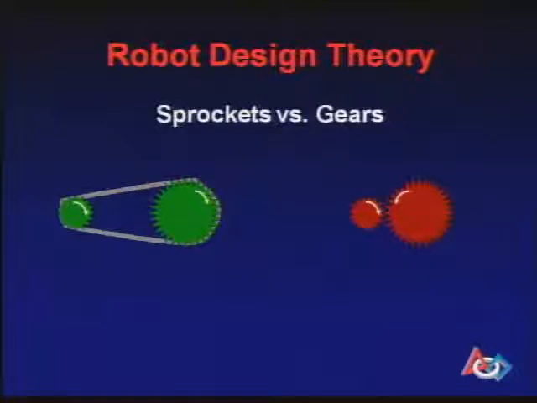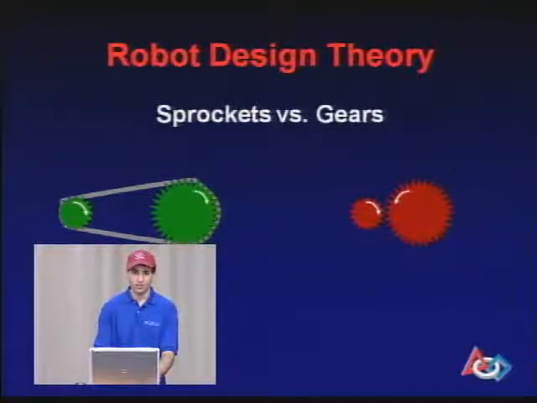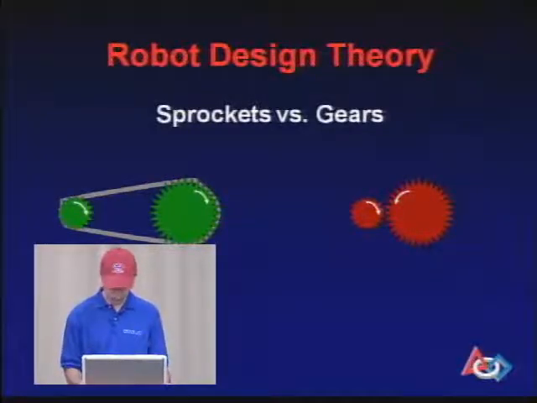Here again, in green, I have sprockets connected by a chain, and in red, I have gears that are meshed with each other. You'll notice as the two sprockets rotate, they rotate in the same direction, as you saw in my demonstration. If I have the two gears meshed with each other, again, as you just saw, they're going to rotate in opposite directions.